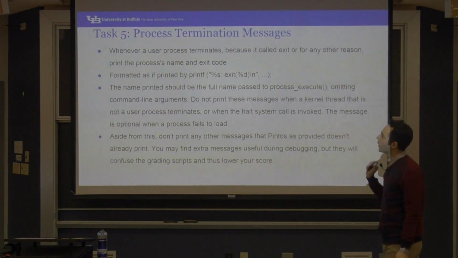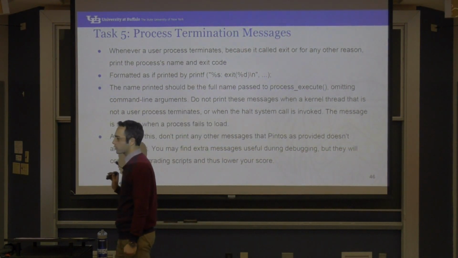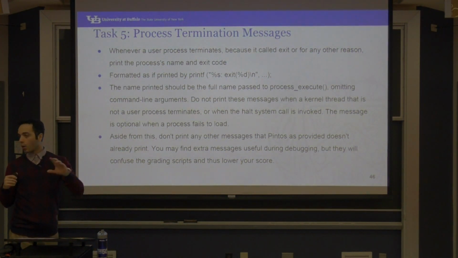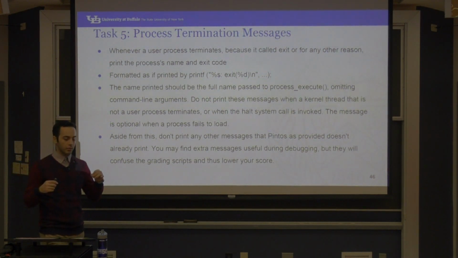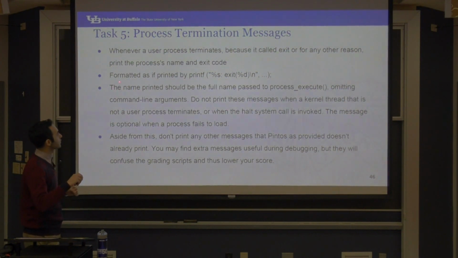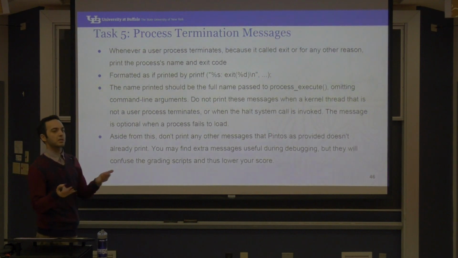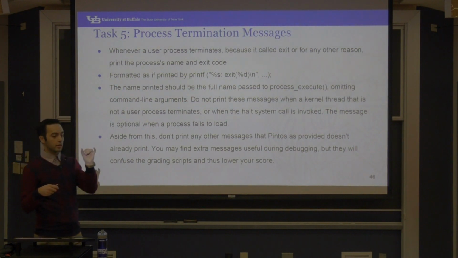All right. Now, the process termination message is something that we already mentioned. So whenever a process terminates, because it called exit, or for any other reason, if it crashes, for example, and then you want to free up the process resources, this message has to be printed: the name of the process, and then exit, and then the status, right? So the name is the same name that is passed to process execute, cp, args none, whatever, right? And then not the rest of the arguments, only the file name itself.